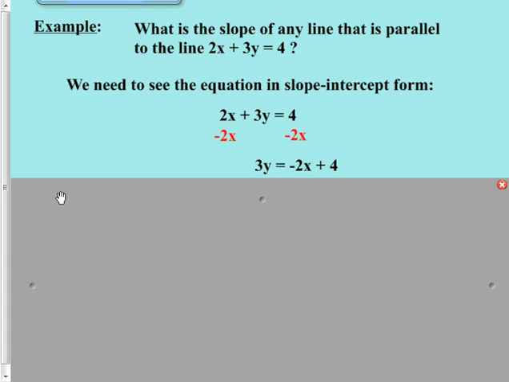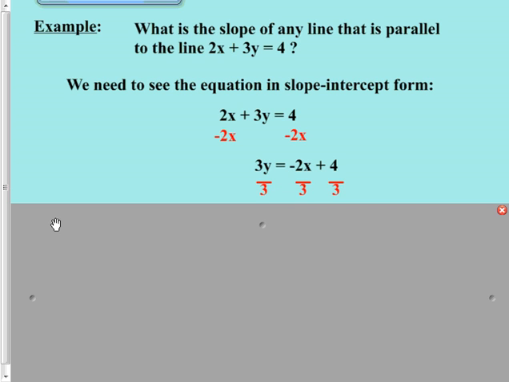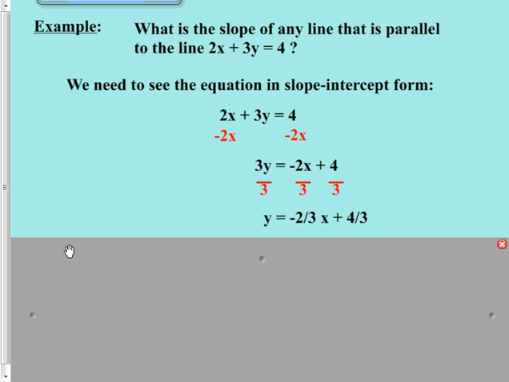So how do we split them apart? Well, what is happening between the 3 and the y right now? They're being multiplied. The opposite of multiplication is division. So we're going to divide everything by 3. Okay, that's going to leave us with just y on the left side, which is what we wanted. We now have negative 2/3 of an x, and we have a y-intercept of positive 4/3.